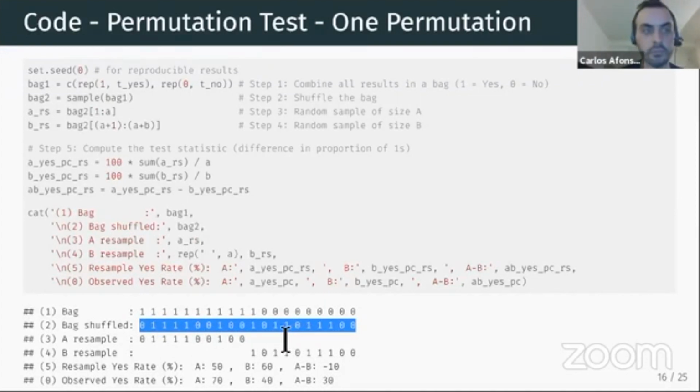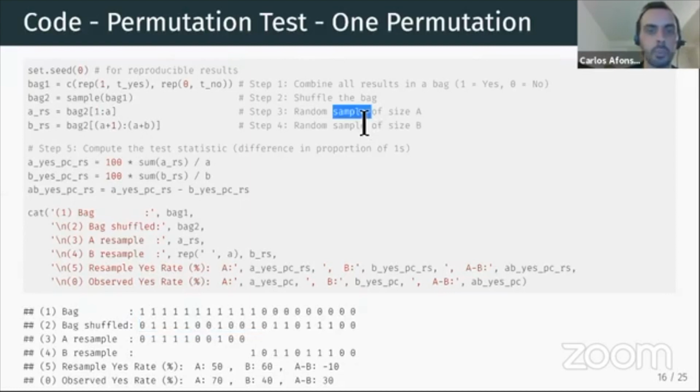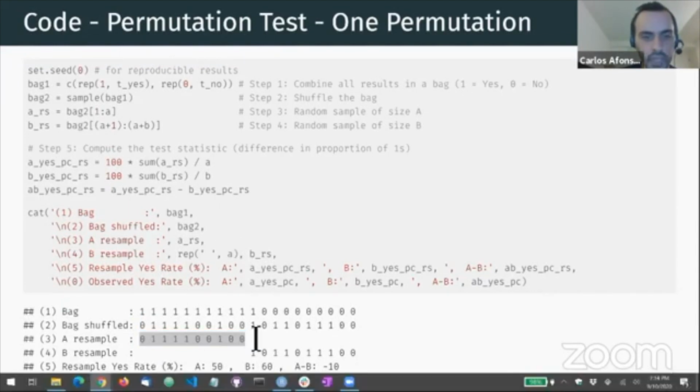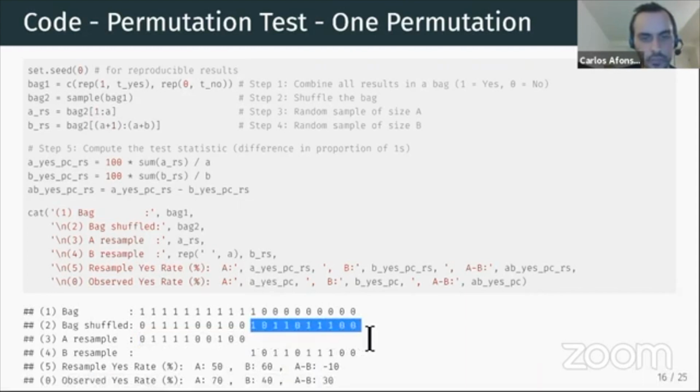So that's step 2. Step 3 is to, from that sampled bag, get a random sample of size A. So we can just get the first A, and A is the number of elements in the group A. We're going to get this first A as being the resample for group A. And that's what we get here. And then we get the remainder as the resample for group B. So we're going to get the remainder, these ones, from A plus 1 up to A plus B.